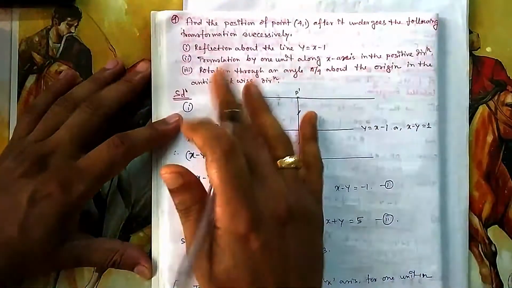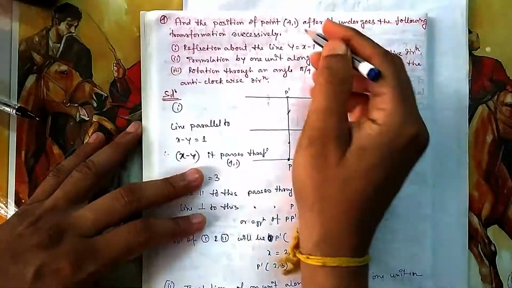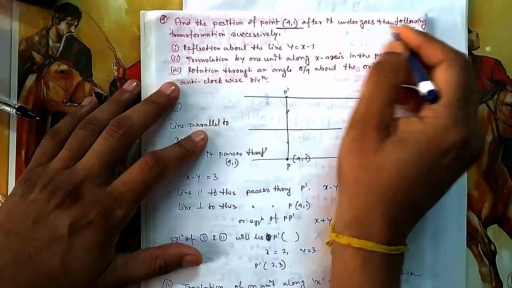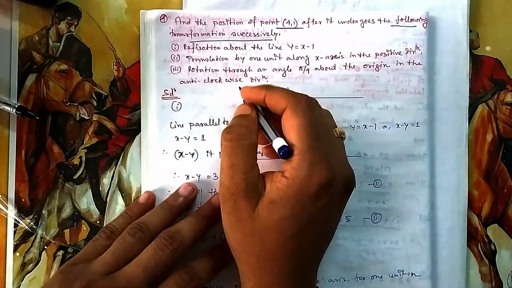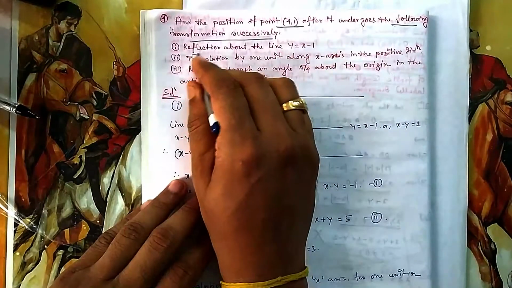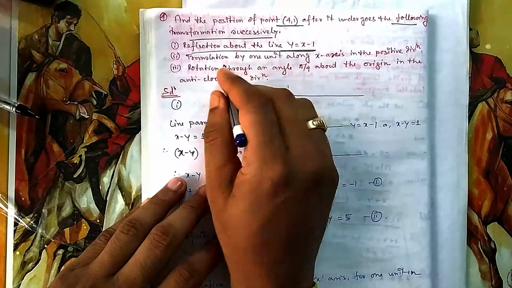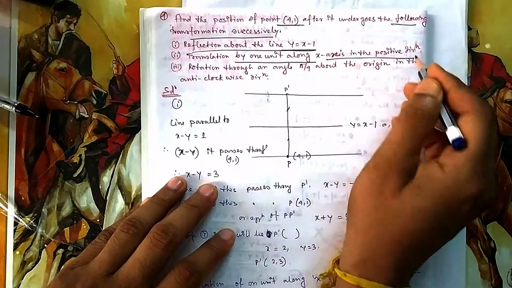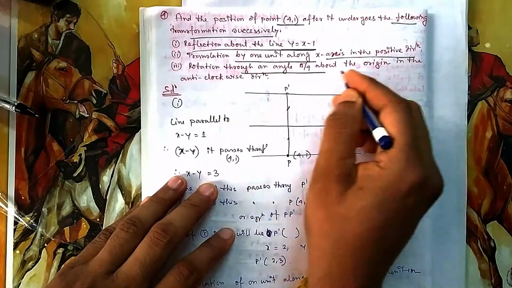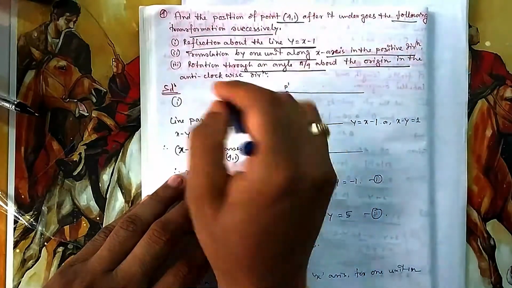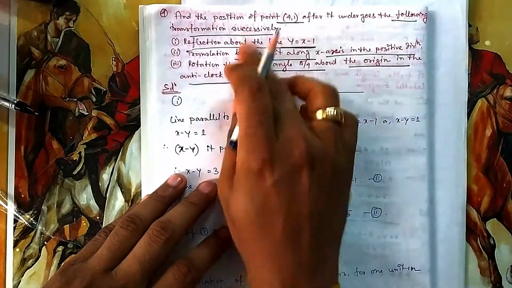Now if you come to question number 4, what they are asking is: find the position of the point 4, 1 after it undergoes the following transformation. You have to reflect that point about the line y equal to x minus 1, and then translate it by 1 unit along the x-axis in the positive direction. Then rotate it by an angle pi by 4 about the origin, in the anti-clockwise direction. So we will do it one by one.